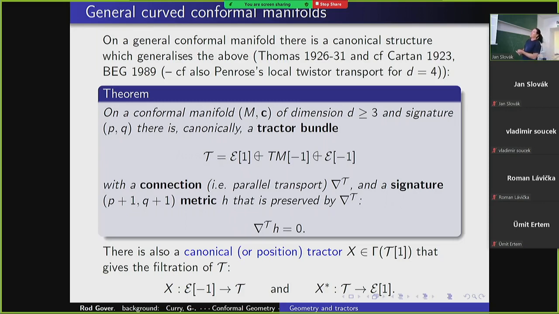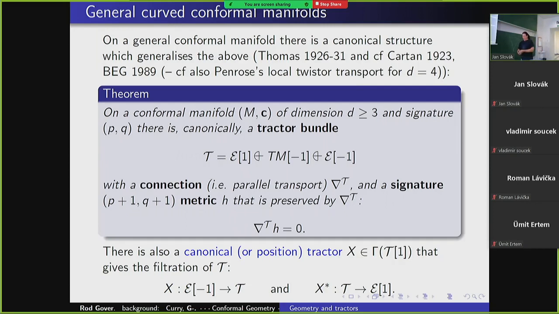So the result is that on a conformal manifold, you get a tractor bundle that looks just like this model, right? So it has those dimensions, it has that filtration structure, it has a conformally invariant connection, and that preserves some Lorentzian signature metric on it if you started in Riemannian signature, or a (p+1, q+1) metric if you start in (p,q).